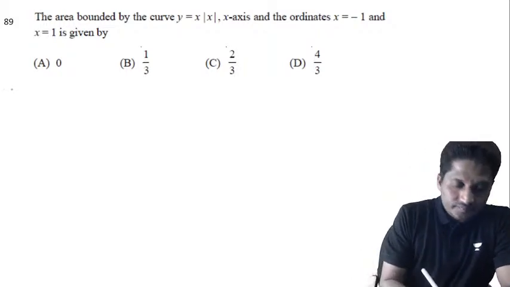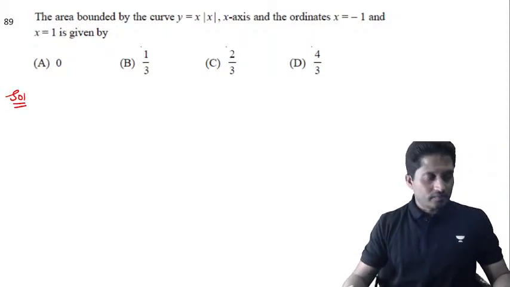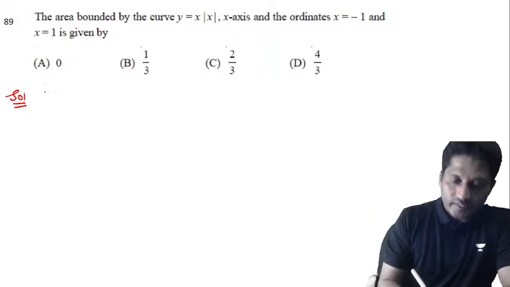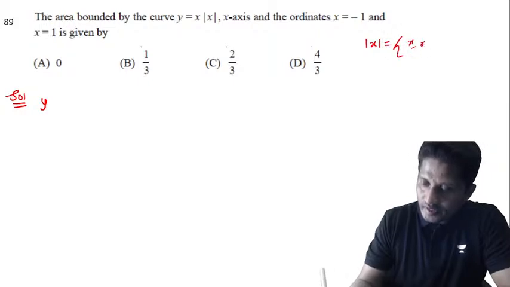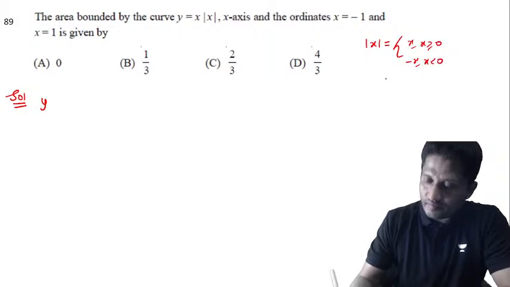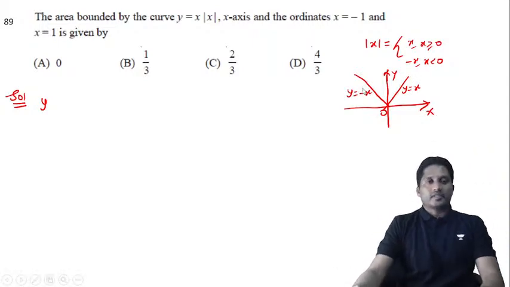Let us start, guys. The area bounded by the curve y is equal to x into mod x. The mod x is x when x is positive, minus x when x is negative. It's a V-shaped graph, right? Mod is a V-shaped graph and you get a sharp edge at 0. If x is positive, mod x will be equal to x. If x is negative, mod x will be equal to minus x.